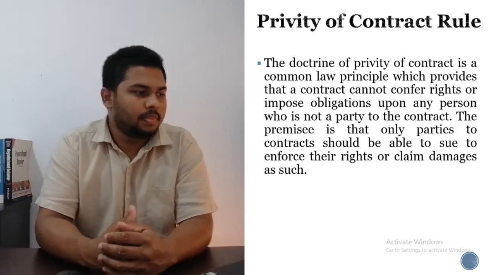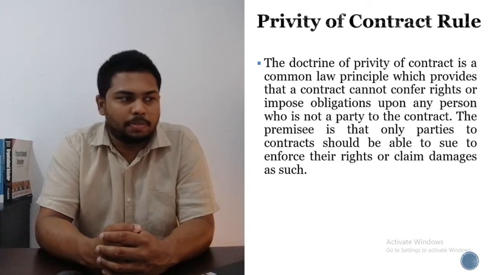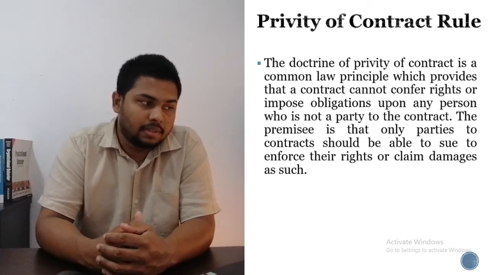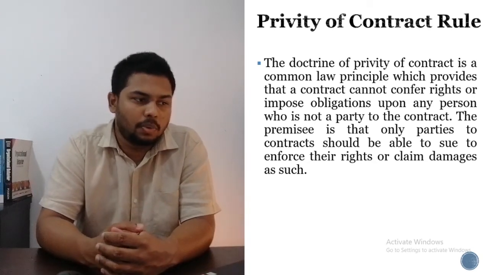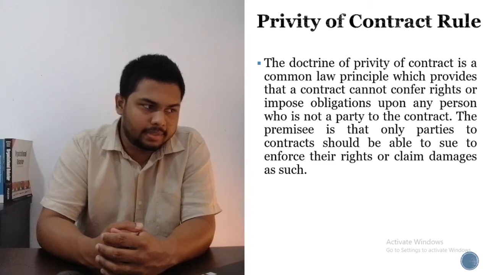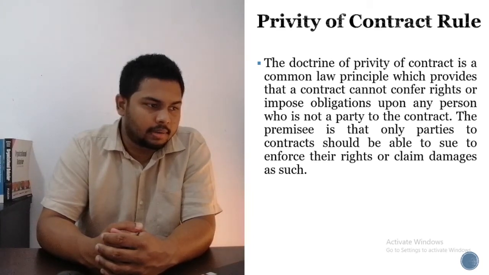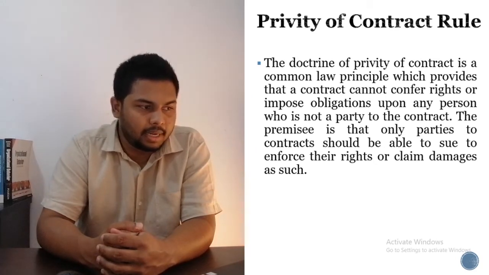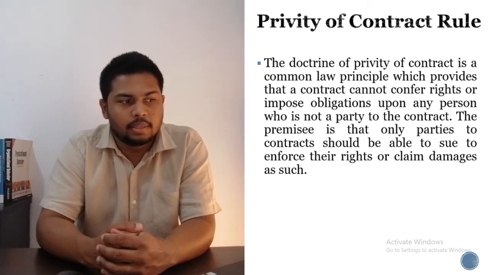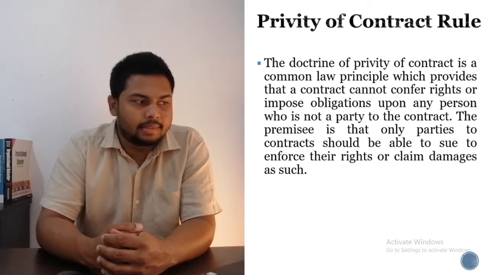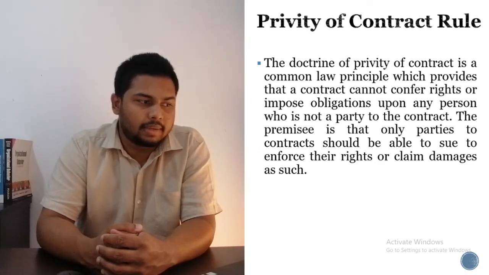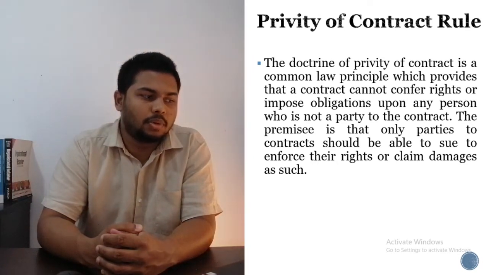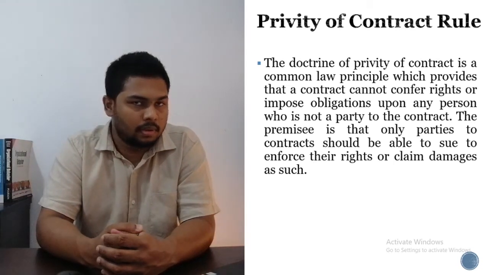So we'll move on. Finally, we are going to the privity of contract rule. What do you mean by privity of contract? See the definition. The doctrine of privity of contract is a common law principle which provides that a contract cannot confer rights or impose obligations upon any person who is not a party to the contract. Only parties to contracts should be able to sue or to enforce their rights or claim damages as such. Read it carefully.